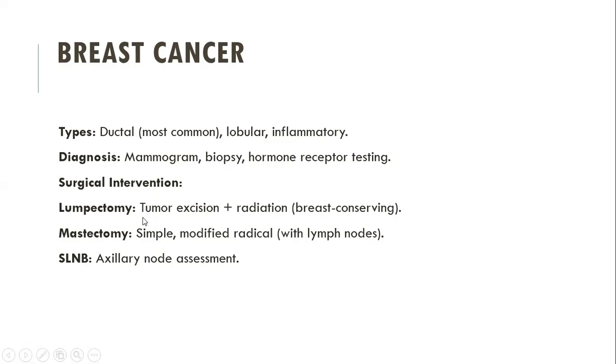One is lumpectomy, in which the tumor is excised and radiation is started on the patient for preserving the breast. Basically, lumpectomy is breast conserving surgery. Mastectomy is basically simple or modified radical, and in this you remove the breast along with lymph nodes. Sentinel lymph node biopsy is basically done for axillary node assessment.